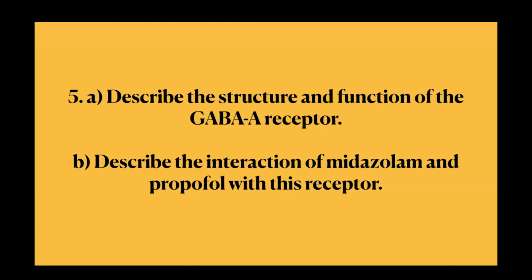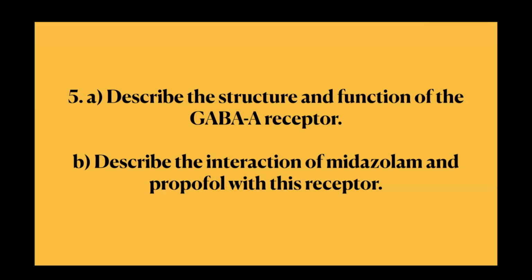Question 5A and 5B, describe the structure and function of the GABA A receptor. Describe the interaction of midazolam and propofol with this receptor. Now, funnily enough, when I saw this question, I thought this was a repeat. But when I looked back at all the questions that have been asked in the past, I couldn't find it. So I think this is one of the questions that has probably been asked as a Viva.